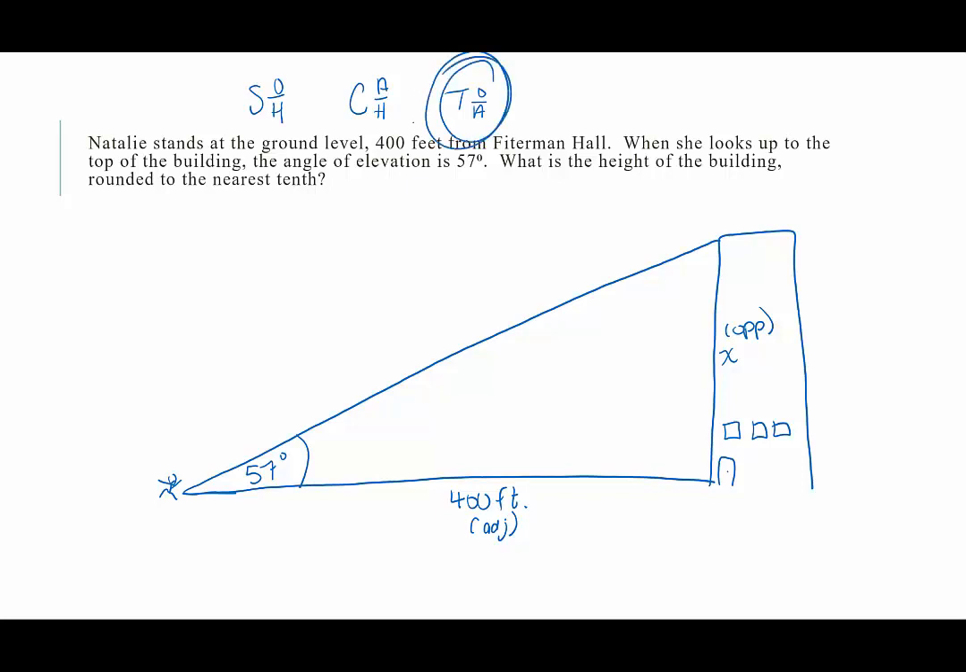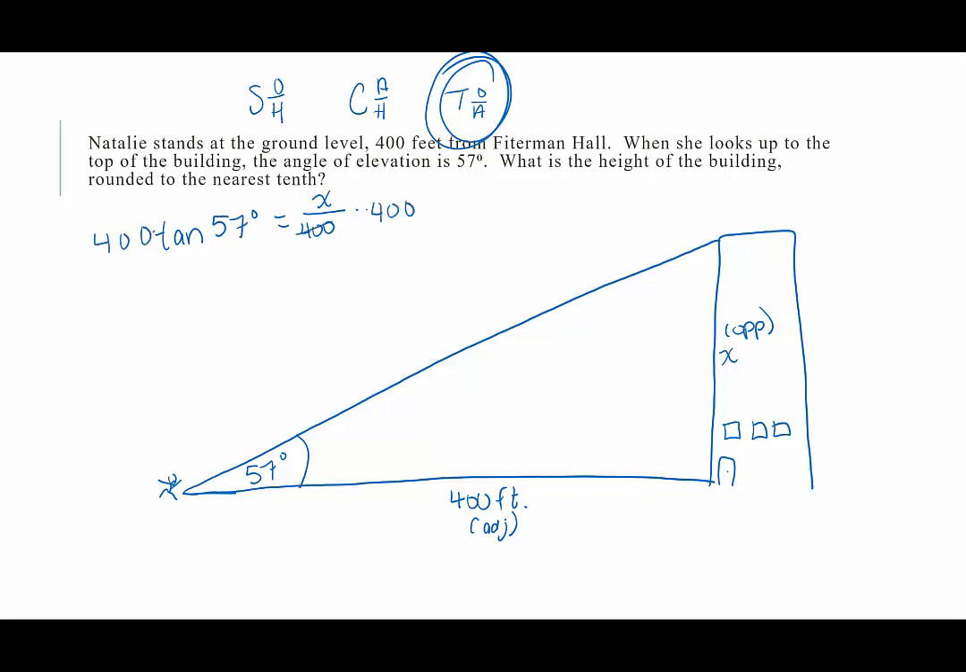That would be our good friend tangent. So we're going to say that tangent of the angle of 57 degrees is equal to the opposite side, which is our unknown, over the adjacent 400 feet. We want to get x by itself. It's being divided. To undo division, we will multiply both sides by 400.